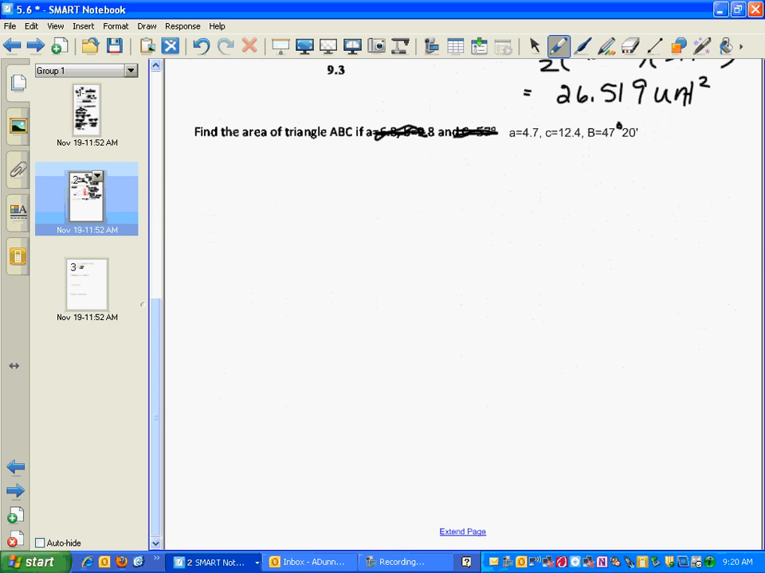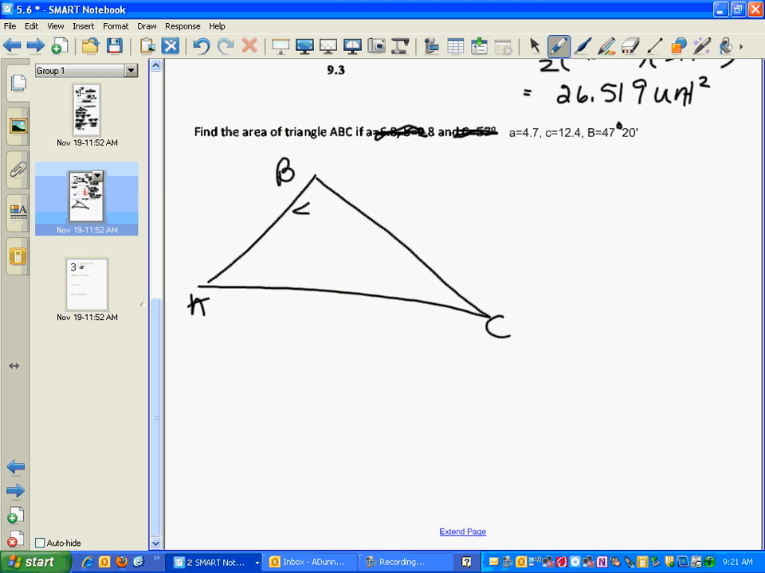All right, so we're going to do another one. I'm not giving you the way the triangle is drawn this time, so you've got to be able to interpret the data and draw it into a triangle. But I know that I'm naming it A, B, and C. And I know that B is 47 degrees 20 minutes, C is 12.4 and A is 4.7. Is this side angle side again? Yeah, it is.